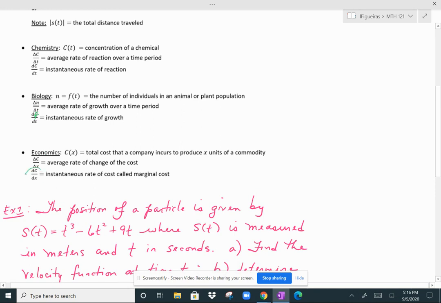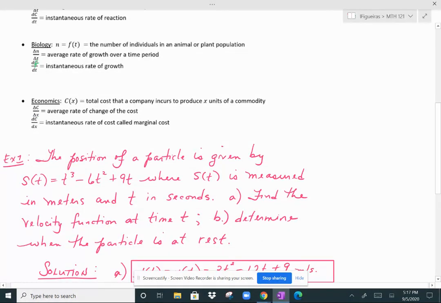But then we have dC/dx, which is the instantaneous rate of change of cost on a particular commodity. So what's your instantaneous cost on commodity number 1 or on commodity number 5? So a single commodity that you're producing, and that has its own special name. It's called marginal cost in the business world. All right, so let's do an example.